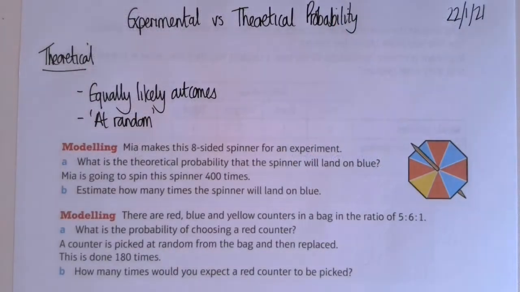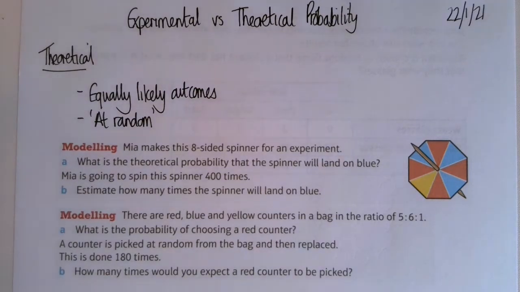So today I want to talk about experimental versus theoretical probability. So probability is a way of expressing how likely something is to happen on a scale of 0 for something that's impossible to 1 for something that is certain, nearly always stated as a fraction or a decimal. But how do we work it out? Well, there are two scenarios.